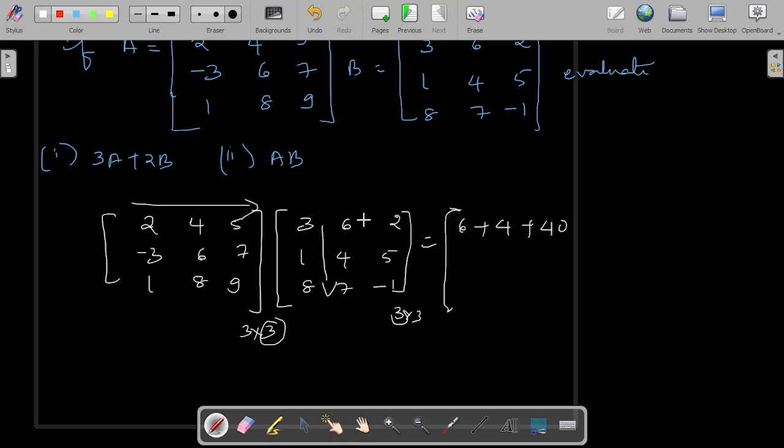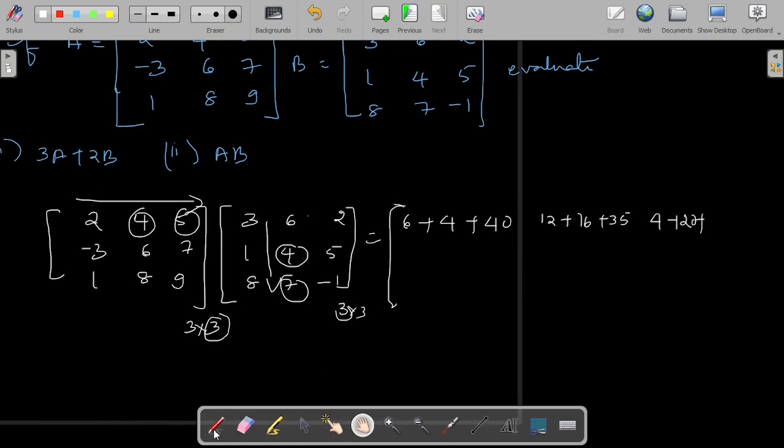Then go to the second column. In the answer also shift to the column. 6 2s are 12 plus 4 4s are 16. Second to the second element. Then third to the third element. 7 5 is a third 5. Then first row with the third column. 2 2s are 4 plus 5 4s, 20, plus 4 5 is a 20 plus 5 into minus 1, minus 5.